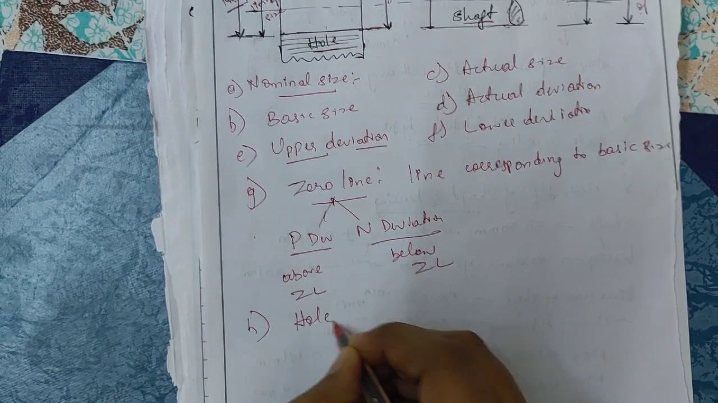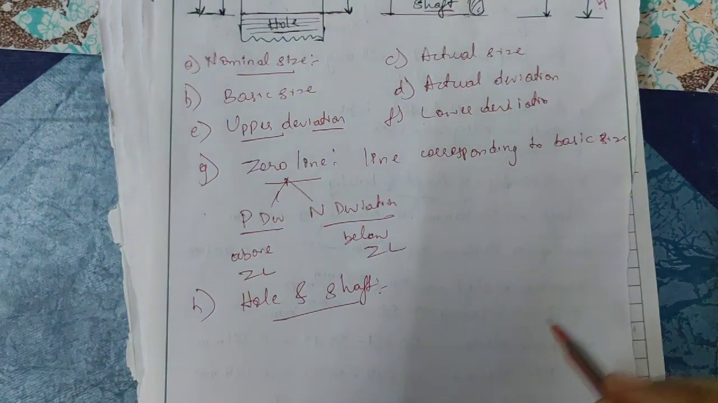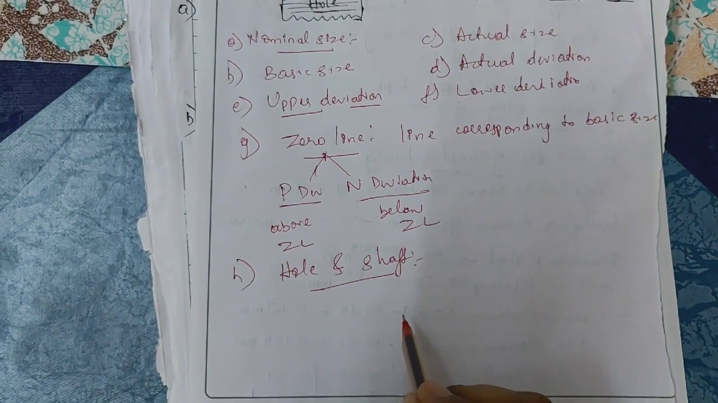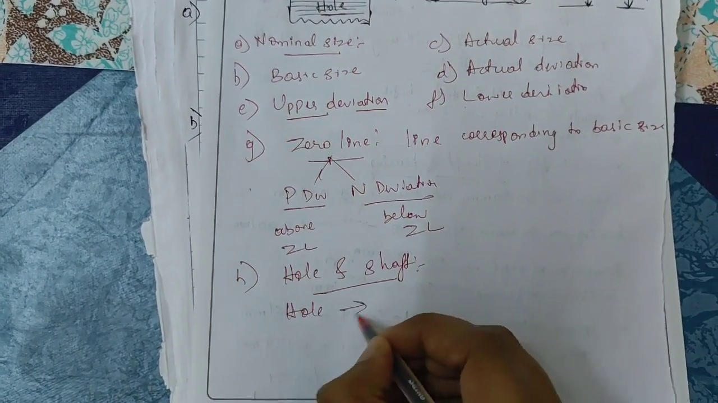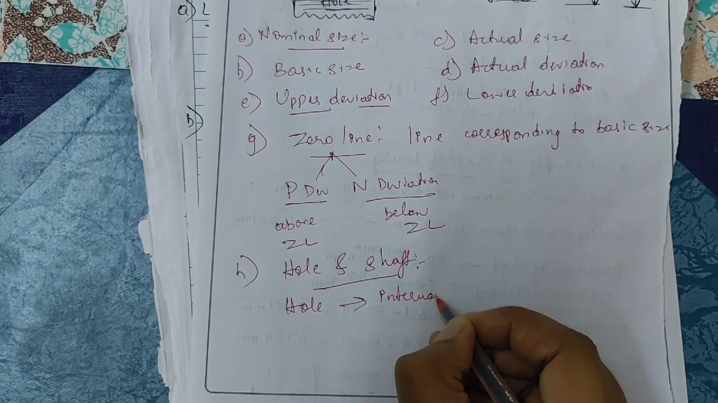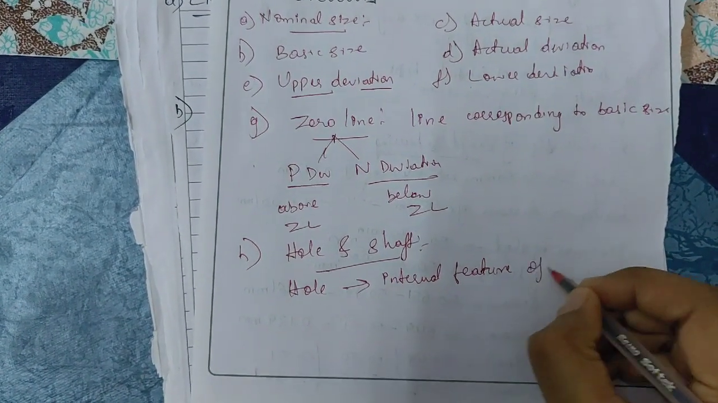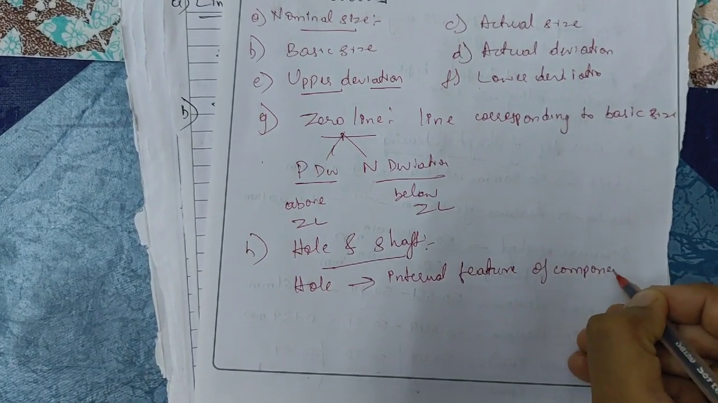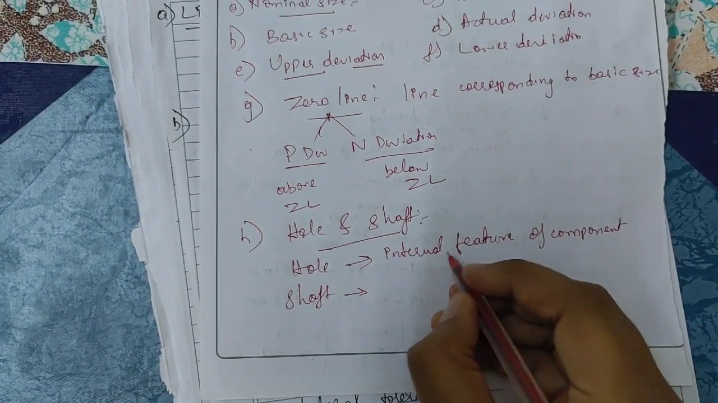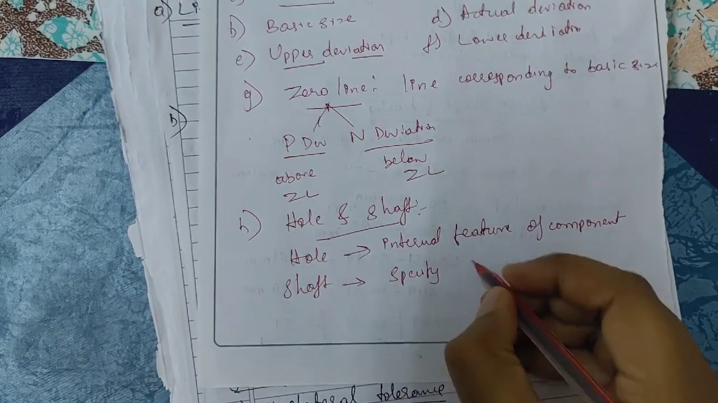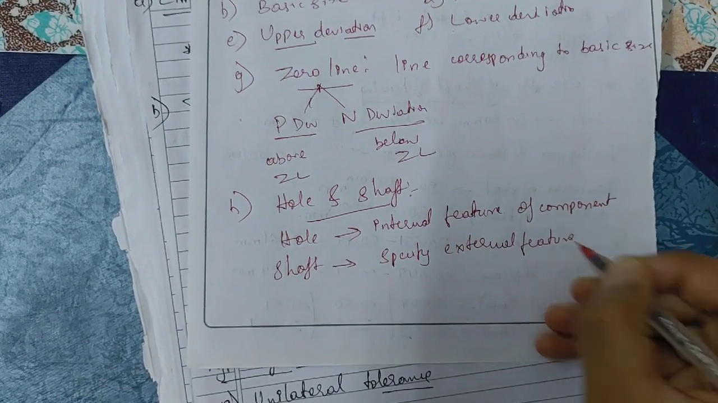Okay, and the last definitions we can call as what? Hole and shaft. So hole is used for what? Hole is used to specify the internal feature of the component. Hole specifies what? The internal feature of the component. Whereas shaft is used to specify the external feature of the component.